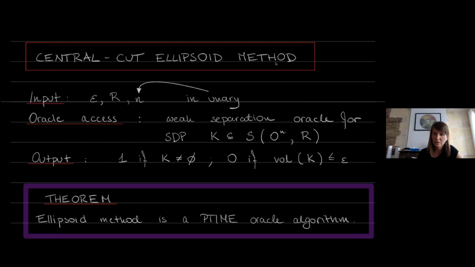We also show that weak separation oracle for SDPs can be expressed in FPC, which altogether gives us an FPC algorithm, which solves the weak feasibility problem. The output here is exactly the solution to the weak feasibility problem. Okay, so this is our goal.